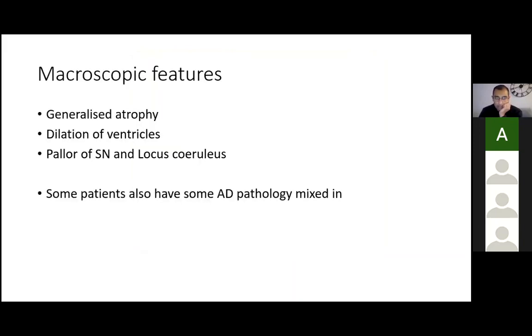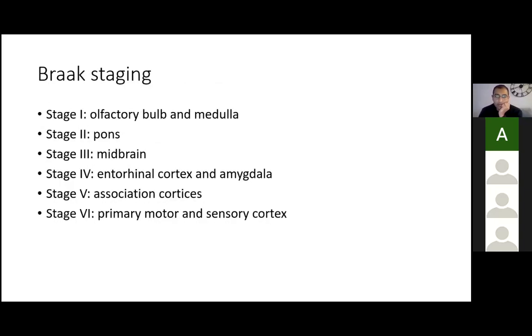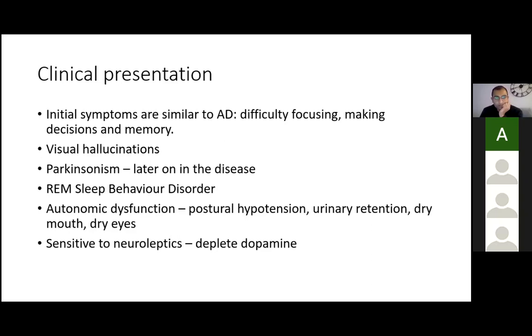So macroscopic features, again similar to Alzheimer's disease: generalized atrophy, dilation of the ventricles, and then they can get pallor in the substantia nigra and locus coeruleus. Again, some of these patients have mixed Alzheimer's disease pathology. The staging is called, again, the Braak staging, but here stage 1 starts off in the olfactory bulb and the medulla, and then it involves the pons, midbrain, entorhinal cortex, and amygdala. Whereas Alzheimer's disease starts off more in the hippocampus.